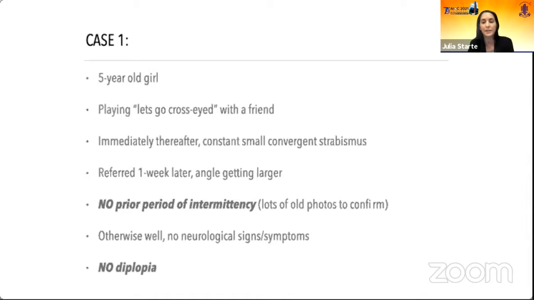And so mum presented with her child to an ophthalmologist. She had no prior period of intermittency, and there were lots of old photos to confirm this. So this squint was definitely not there in any way, shape or form before this acute episode. And she was an otherwise very fit and healthy young girl with no neurological signs or symptoms and certainly no double vision.